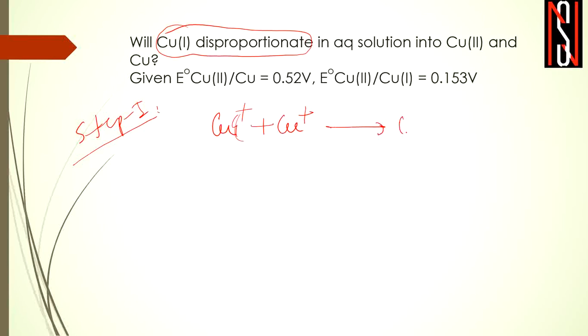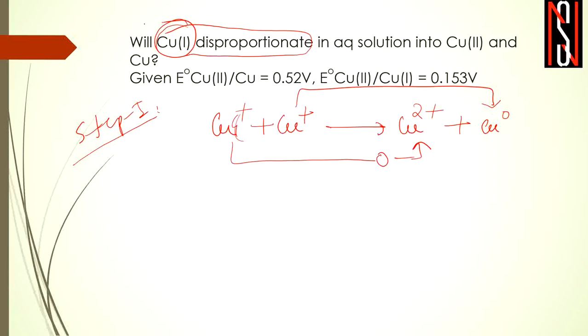So on the right hand side, one Cu+ should be oxidized to Cu2+, and another Cu+ should be reduced to Cu0, right? So this is basically the disproportionation reaction of Cu+. I think that you have already understood this thing at least.